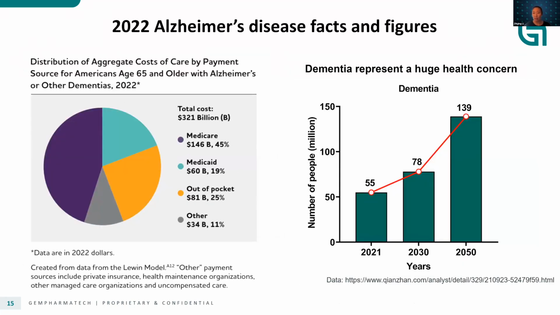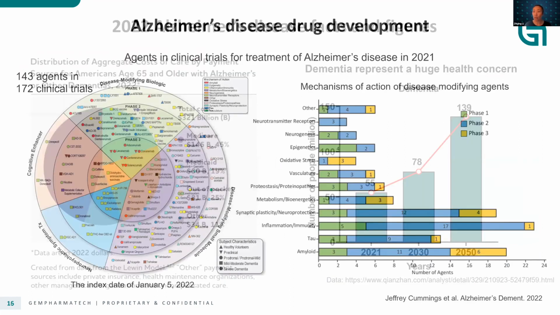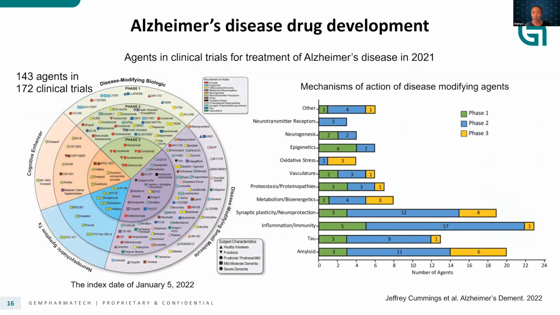Not only is the population increasing, the healthcare that has been put into caring for patients with Alzheimer's is also increasing, accompanying how, as a society, we can help patients better deal with Alzheimer's disease. There are 143 agents being tested in 172 clinical trials just in the year of 2022. So this shows how much effort the scientific community as well as the healthcare industry has been putting into developing treatment for this particular disease.